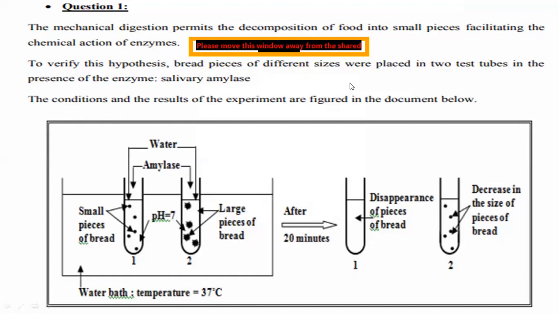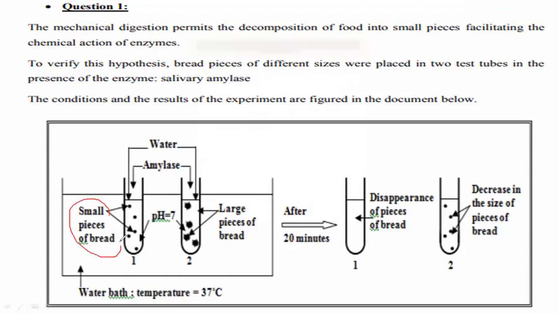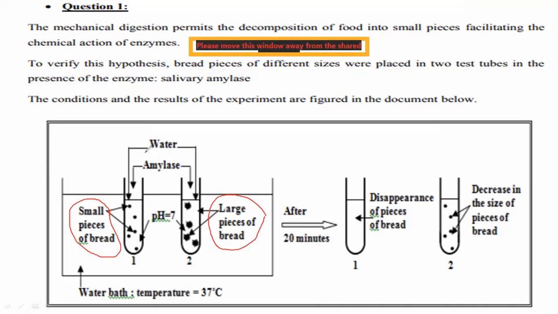We have the two tubes, 1 and 2. In tube 1, we have small pieces of bread. In tube 2, large pieces of bread. In both tubes, we have water. In both tubes, we have the enzyme salivary amylase. Both tubes are at pH equal to 7. And both tubes are placed in a water bath at a temperature of 37 degrees Celsius.